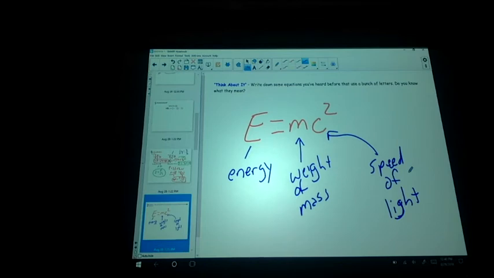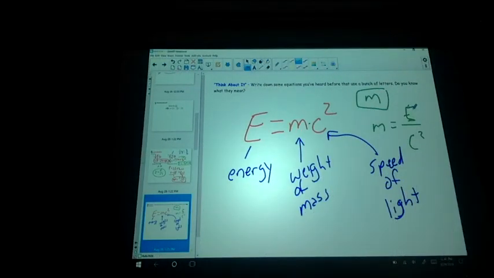All right, so if I were to start breaking this down, if I wanted to solve for M, that would mean that M is equal to E divided by C squared. Now, what is energy? Does anyone know? Okay, so electricity, something like that. So you're using electricity for energy. Well, this is what E stands for.